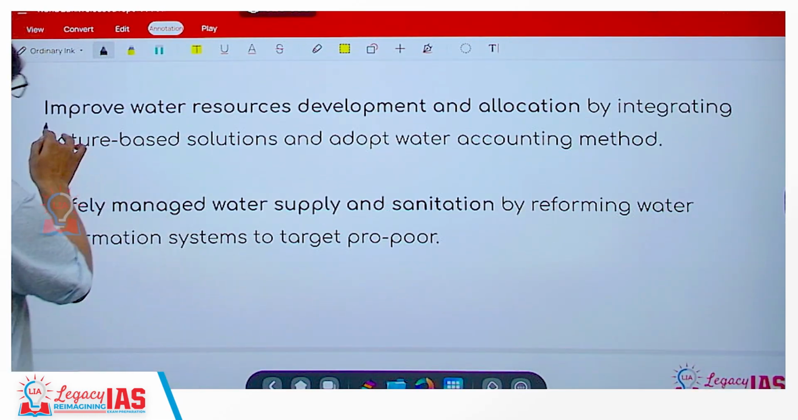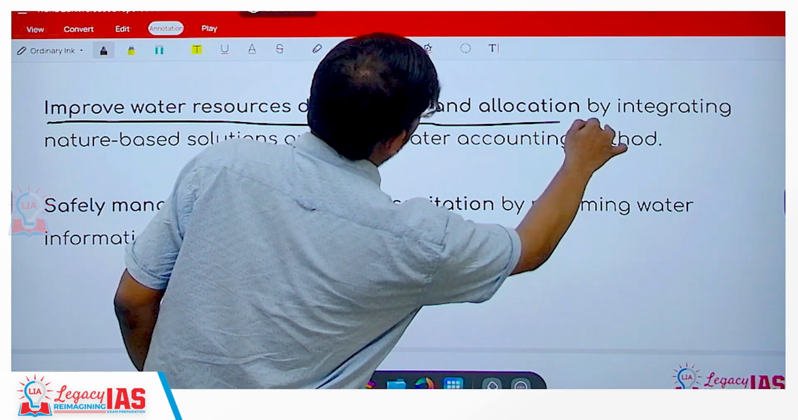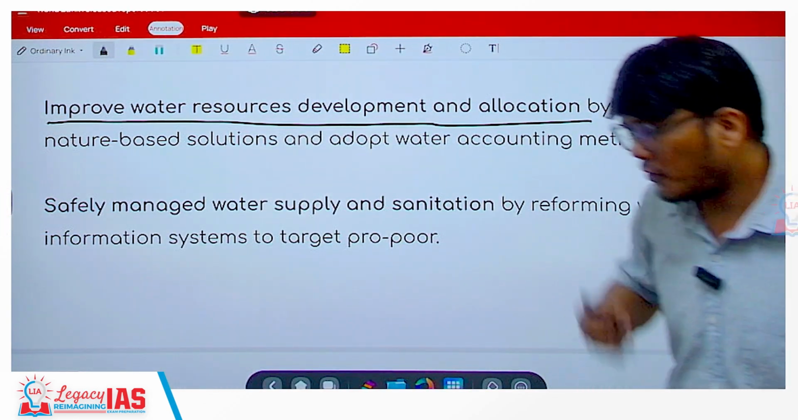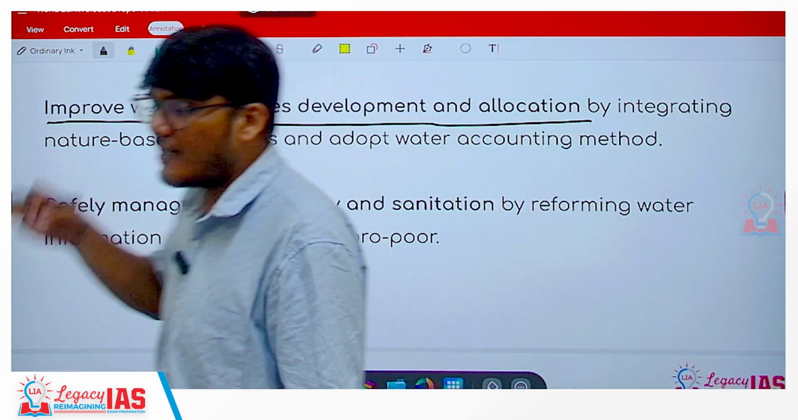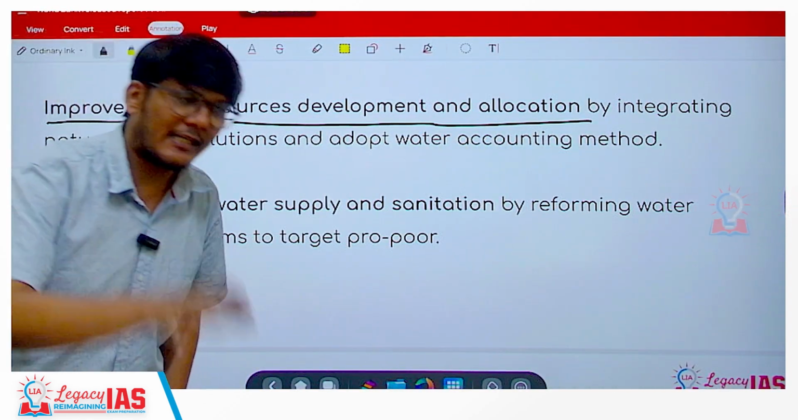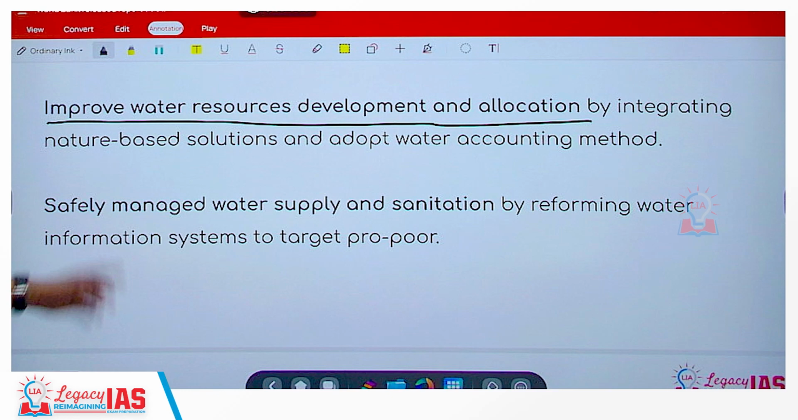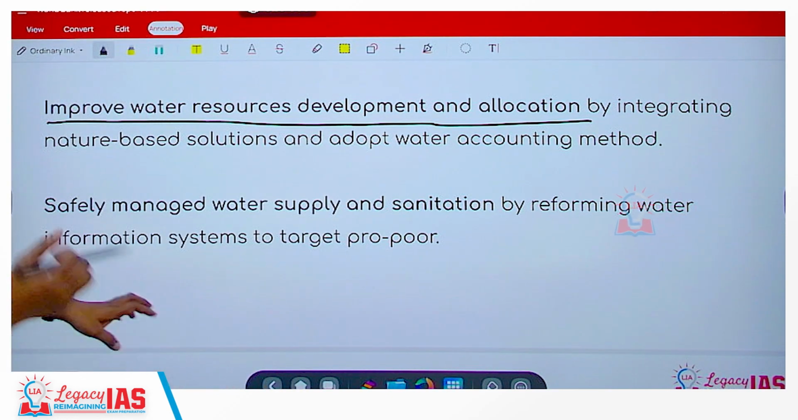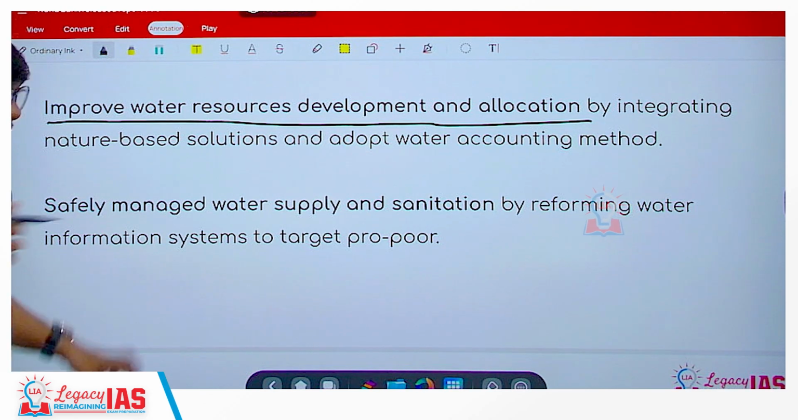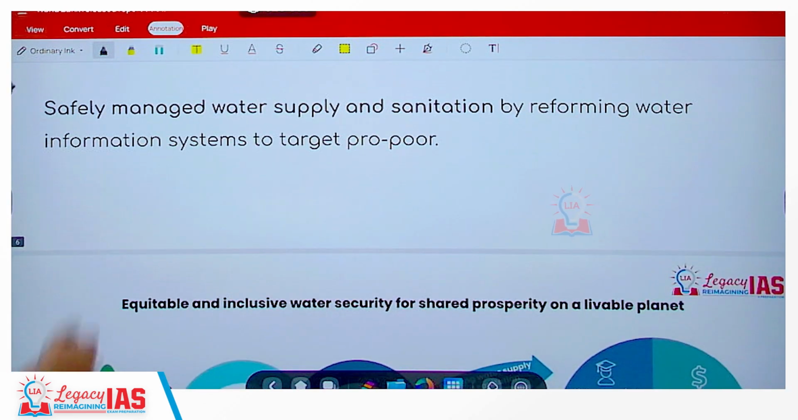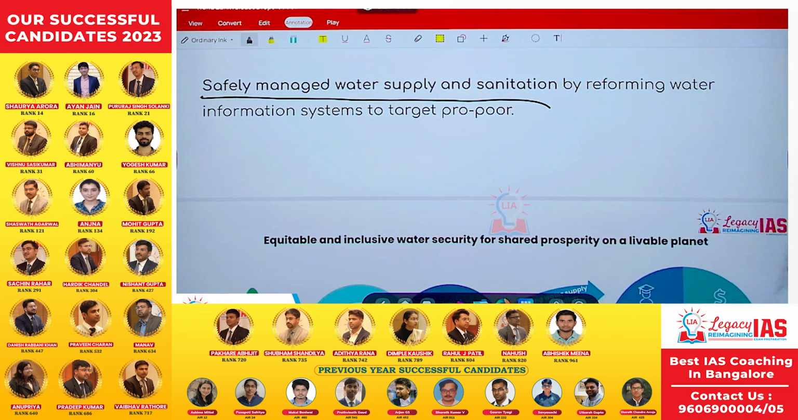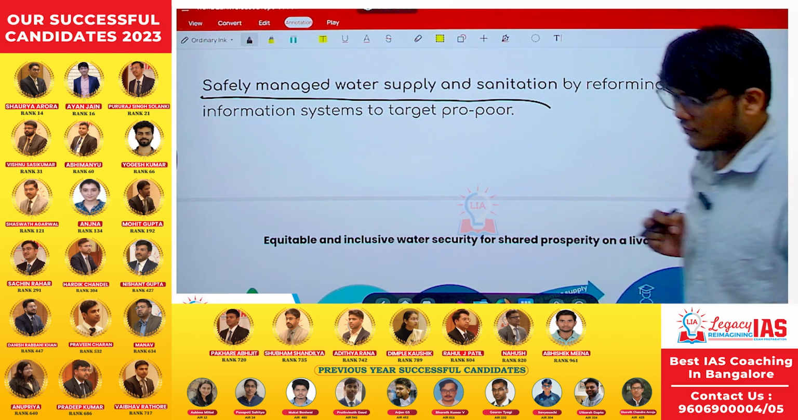Now, apart from that, improve water resource development and allocation. What happens is, if your extraction of water is faster than its rate of replenishment, it will keep going down. So you need to ensure that your water resource development is such that the replenishment should be faster than its depletion. Then safely managing water supply and sanitation. You need to properly manage also. You need to avoid leakages also.